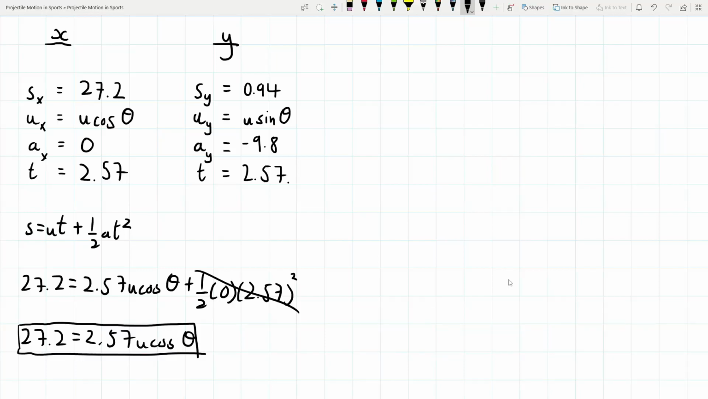So we can come up with another equation with u and theta using the y direction. So s is 0.94 equals ut, 2.57 times u sine theta, because in the y direction, that's sine theta, minus, because the acceleration is g, which is negative because it's going downwards, minus a half times 9.8 times 2.57 squared.